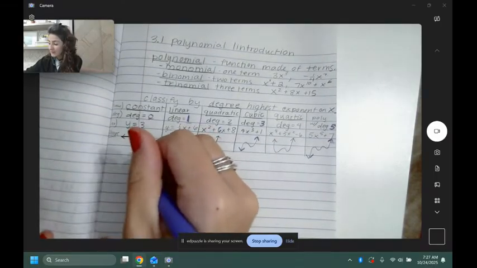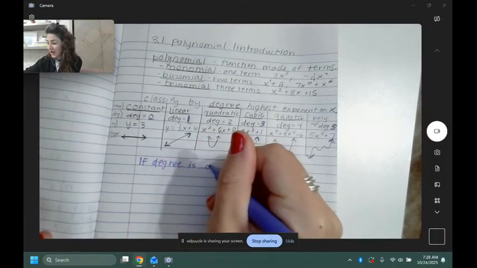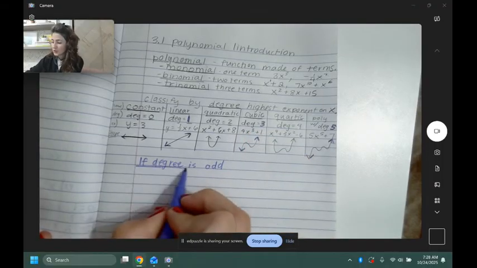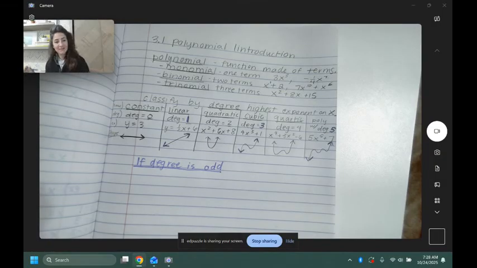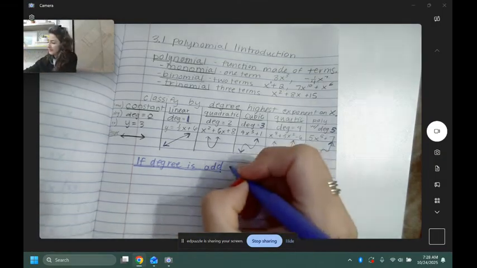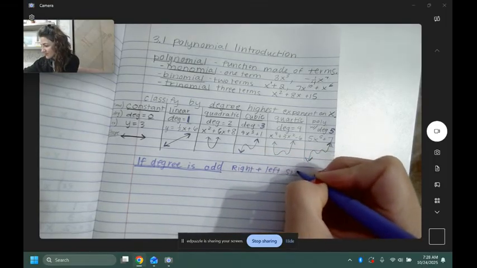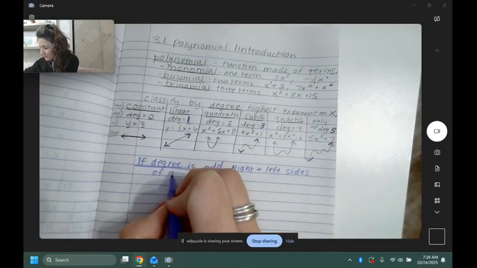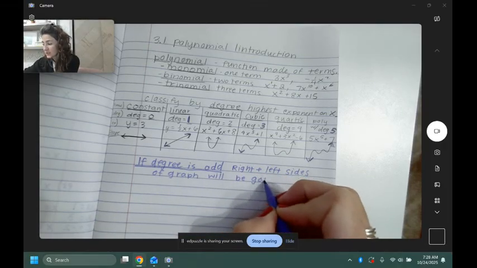So if the degree is odd, and it really is just like finding the highest exponent, is it an odd number? That's really what we're looking at here. Then in the end, the right side and the left side of the graph will be going in opposite directions.